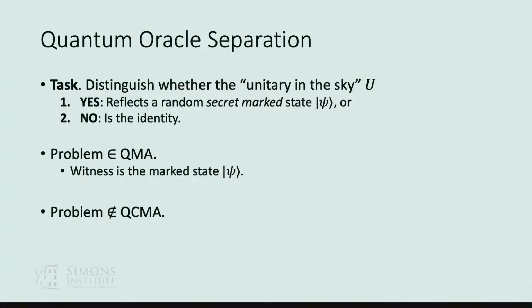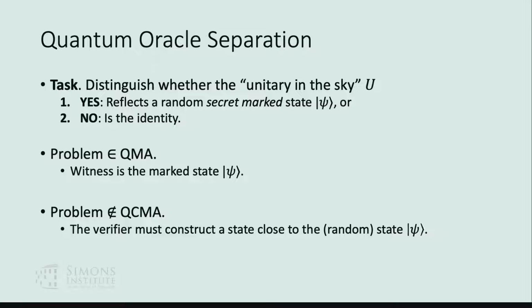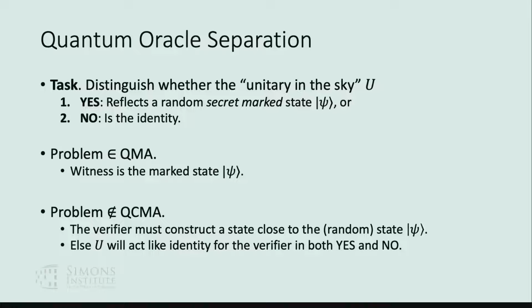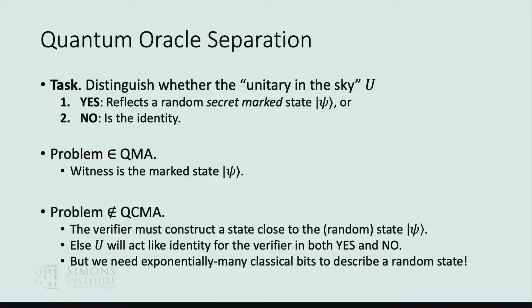And how do we show that it's not in QCMA? Well, basically, unless the verifier somehow gets a hold of this quantum state, any query you make to the unitary is going to have very little overlap with this psi. So it's going to act like the identity. And if it acts like the identity, this is both yes and no, so you can't distinguish. But you actually need exponentially many classical bits to describe this random state. So a classical witness is not going to be useful.